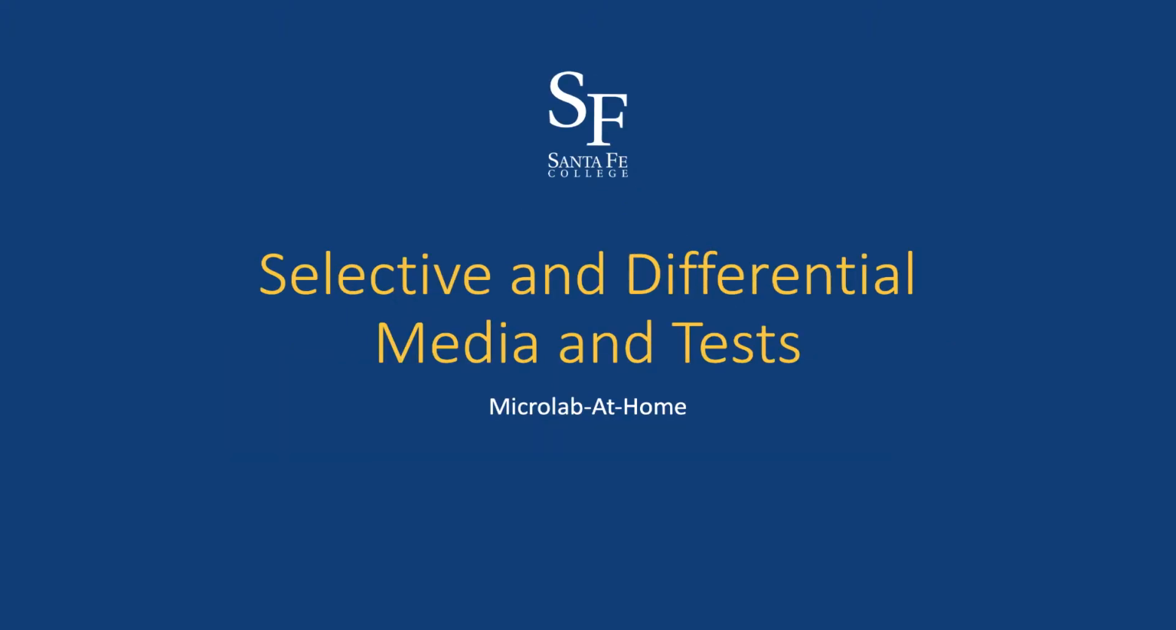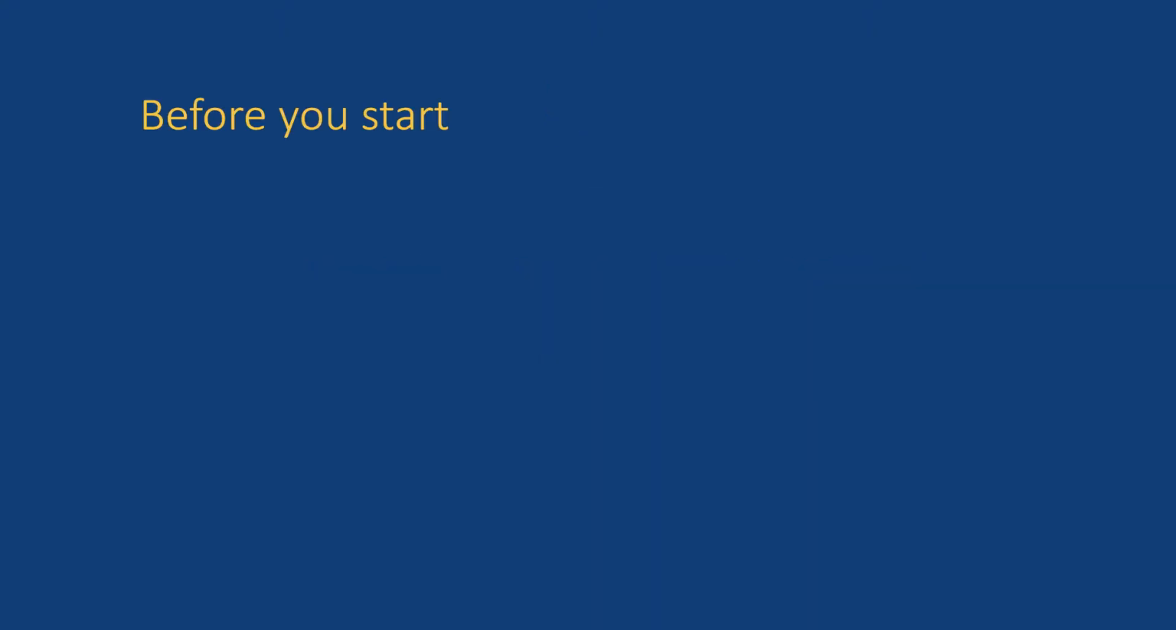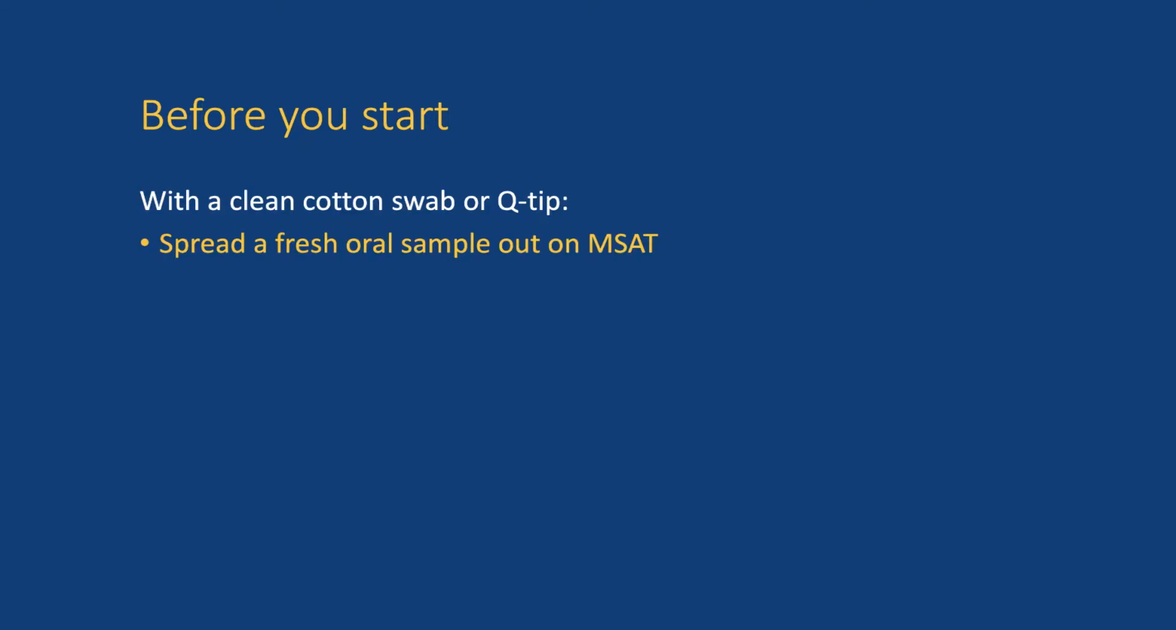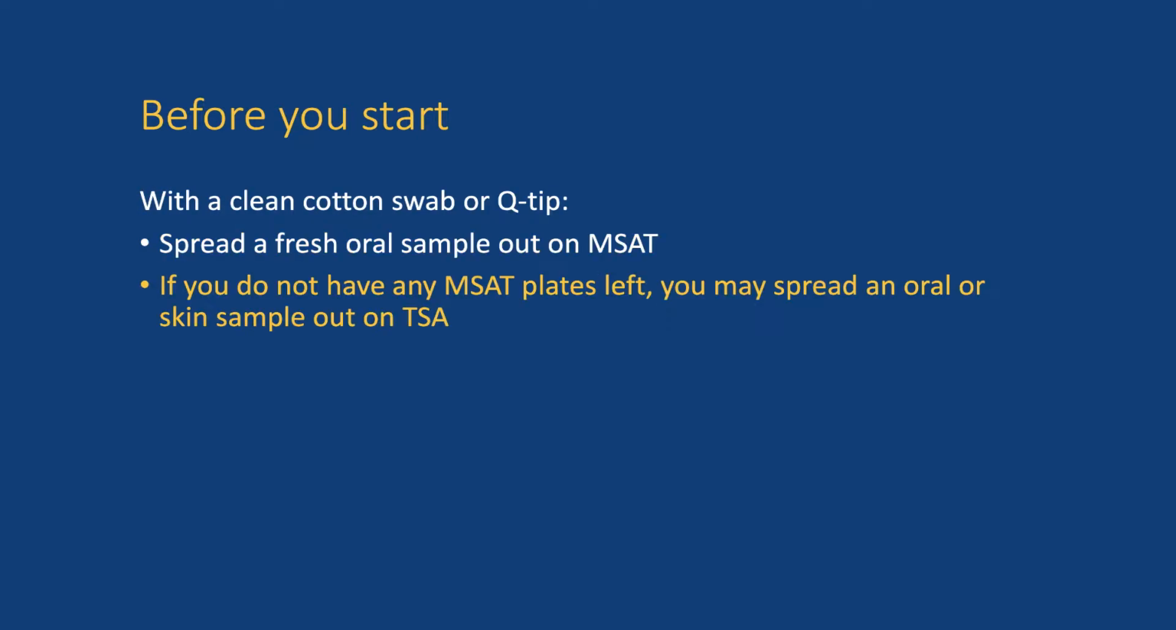This week, you will inoculate several different types of media and perform a biochemical test. For most of these, you will need fresh colonies from an MSAT plate, so start one as soon as possible by taking an auto swab and spreading it out on an MSAT plate. If you have run out of MSAT plates, you may use a TSA plate instead.